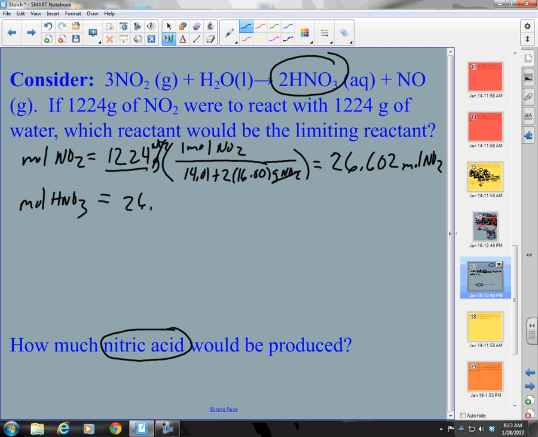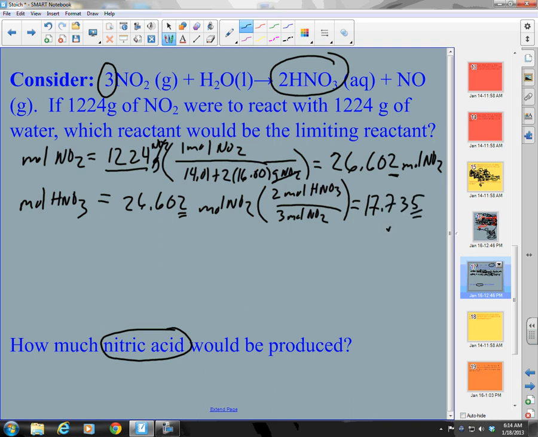Well, 26.602. That's not significant, that 2 isn't, right? Moles of NO2 times what? Well, I have 2 moles of nitric acid per every 3 moles of nitrogen dioxide. Good, so times 2 divided by 3, and I get 17.735 moles of nitric acid could be produced if I were to react 1,204 grams of nitrogen dioxide.